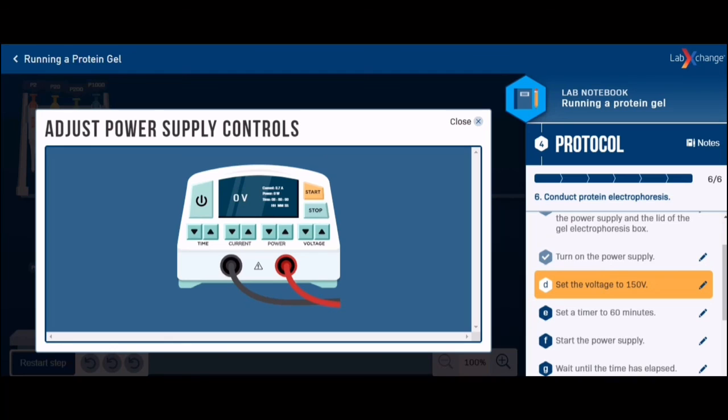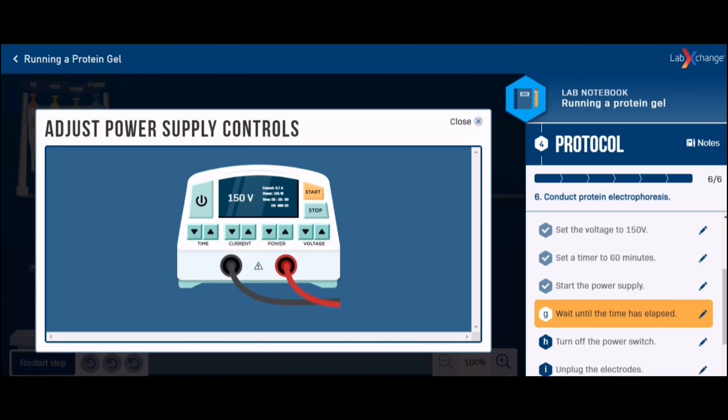After we turn on the power supply, we will set the voltage to 150 volts. Next, we will set a timer to 60 minutes, and then we will start the power supply. After we start the power supply, wait until the time has elapsed.